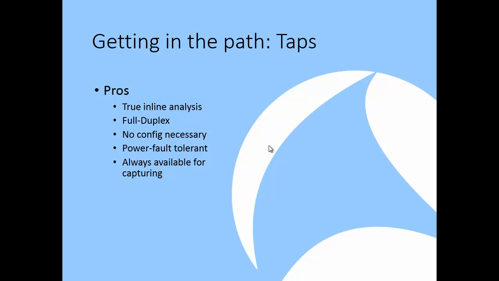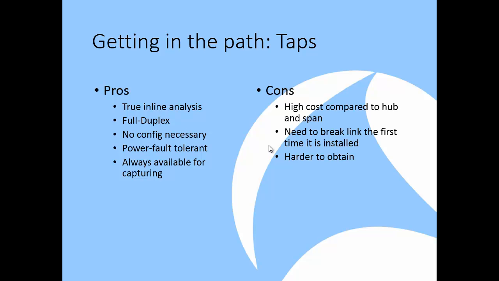So in some instances, I found myself in a position where we put a tap in for an analysis job, and at the end of that job, the client may say, hey, you know what? Don't pull out that tap. Just leave it. We want the ability later to walk up, click in, and start capturing packets. Taps have a high cost compared to a hub and a span. And we also need to break the link the first time that it's installed, and they're harder to obtain.